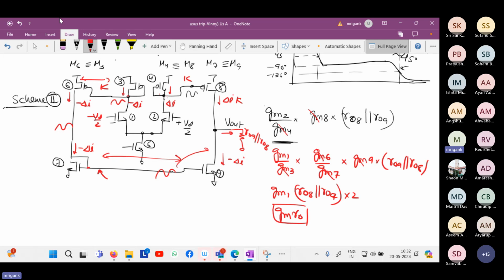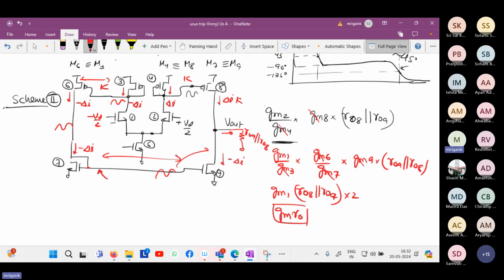RO is 1 upon lambda ID. ID is the same, but lambda depends inversely upon L. If you increase the L, the RO will increase for a given current also. So just increasing the W and L of M8 and keeping the ratio the same will increase the gain for the output stage. Is that clear? RO will increase.